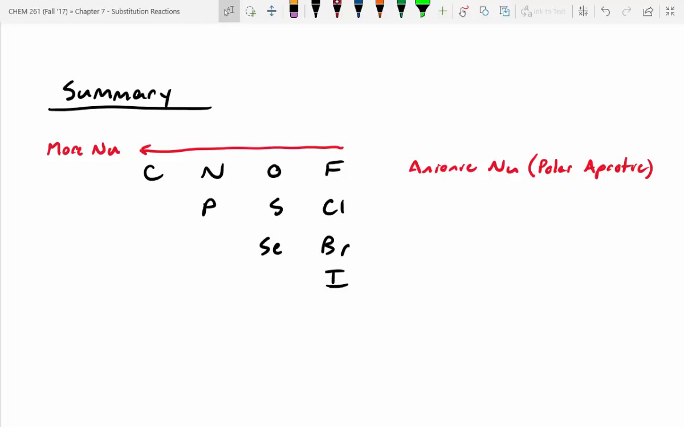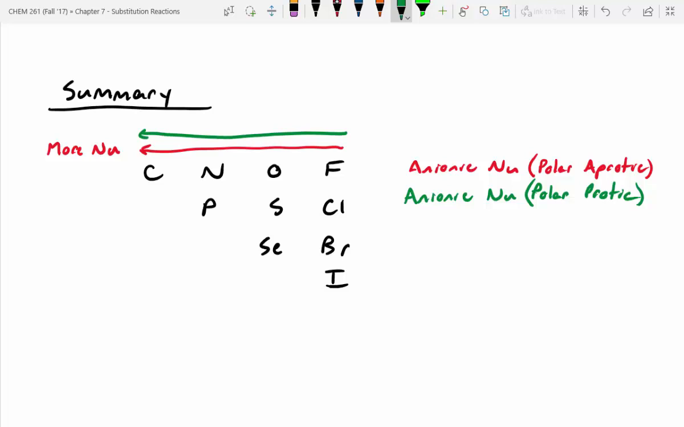Okay. The next one we have is an anionic nucleophile, but this time we're in a polar protic solvent. So polar protic solvents, like we said, can H-bond, right? Same sort of thing as we go across a row from right to left, we get more nucleophilic. Solvent doesn't really play that much of a role when you're comparing things in a row, right? When does it matter? Up and down a column, right? Okay, so now let's think about this.